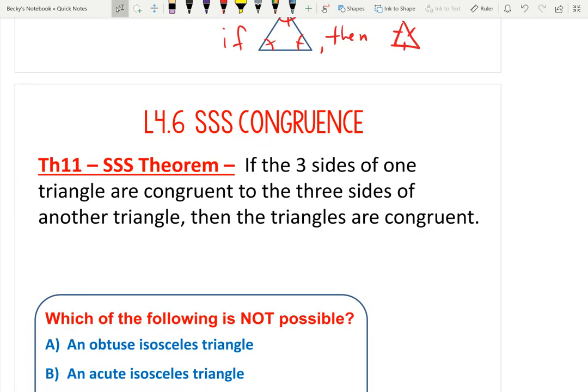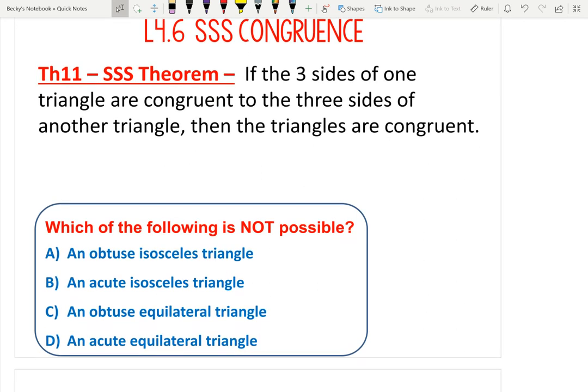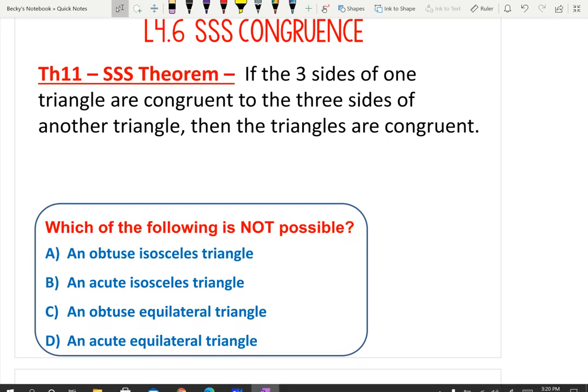Okay, now for SSS congruence, this is just another way to prove triangles are congruent. It's the easiest one. If all the sides of one triangle are congruent to all the sides of the second triangle, then the 2 triangles are congruent with each other.